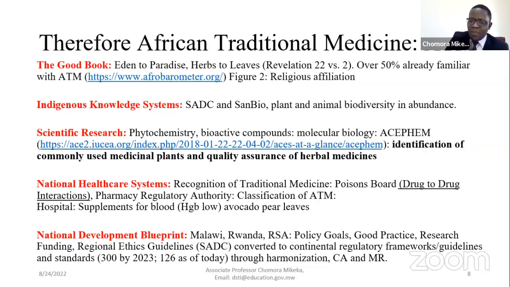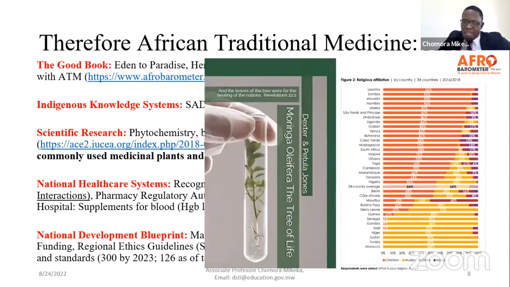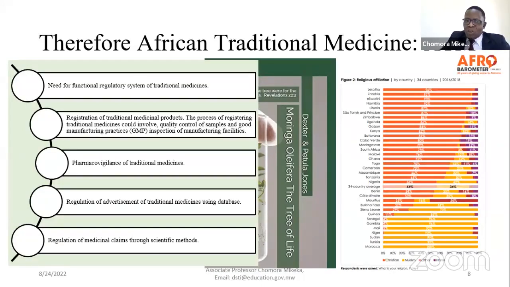Just as an example there, I will show you that's Moringa. But the key thing, and lastly the challenges, is issues of functional regulatory systems on traditional medicines. They do not exist in most of the member states. Therefore, there is also a need for registration of these medicinal products in the form of a database for pharmacovigilance of traditional medicines, but also advertisements must be regulated, and regulation of medicinal claims, for example that it treats HIV/AIDS or any such related issues. There should be scientific methods for verification of the same.